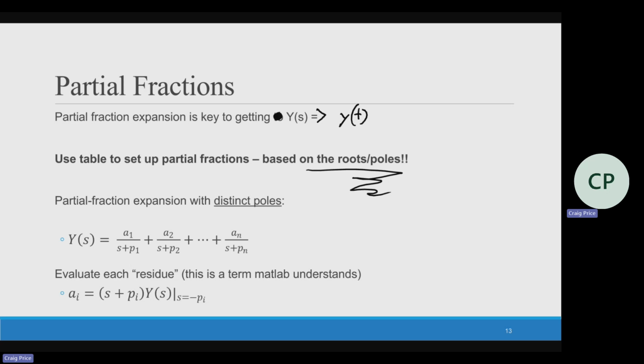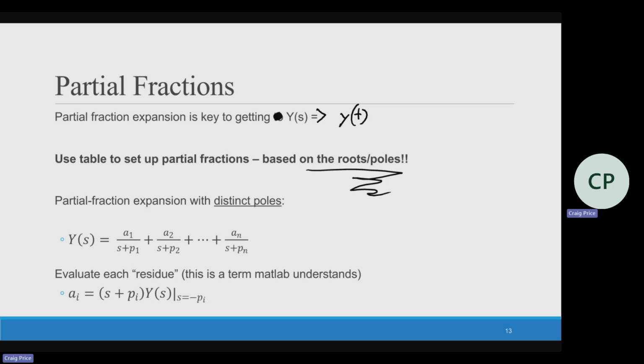So what we're going to do is we're going to use the table on the equation sheet to set up those partial fractions. This is based on the roots, otherwise known as the poles. So if I can find the roots, this is where roots really come into play, to set up my partial fractions. And so if I have distinct poles, basically I'm going to try to find some kind of constant for each of those poles. We're doing a partial fraction where we're adding up all these different fractions. We're finding those constants. And then once I have it set up like that, we can bring it back to the time domain easily.